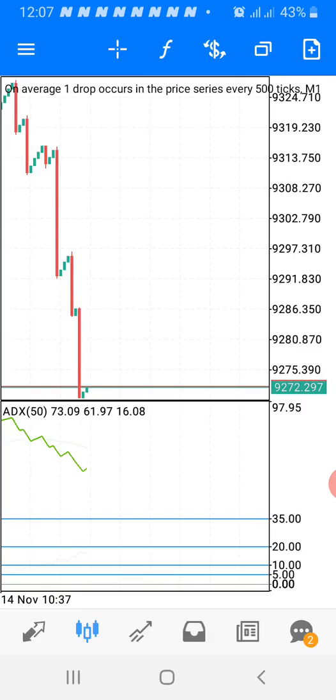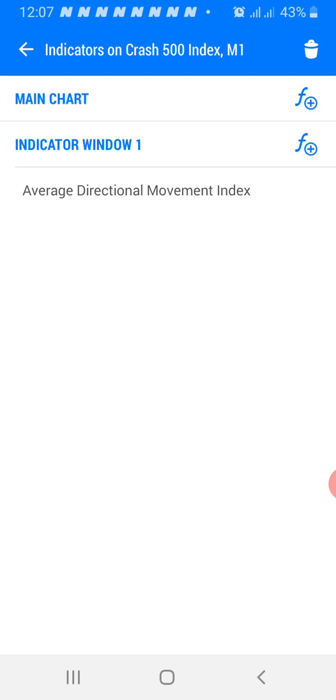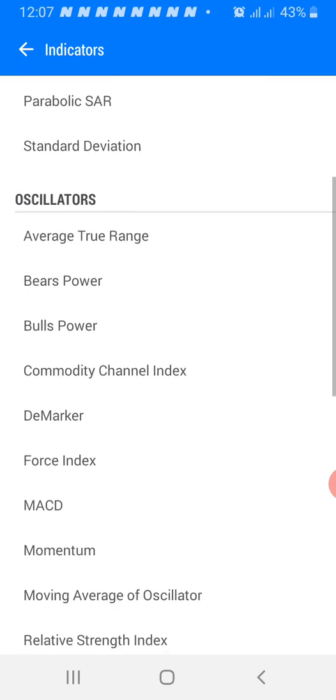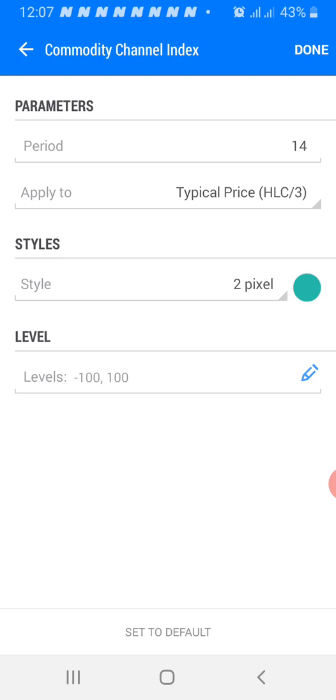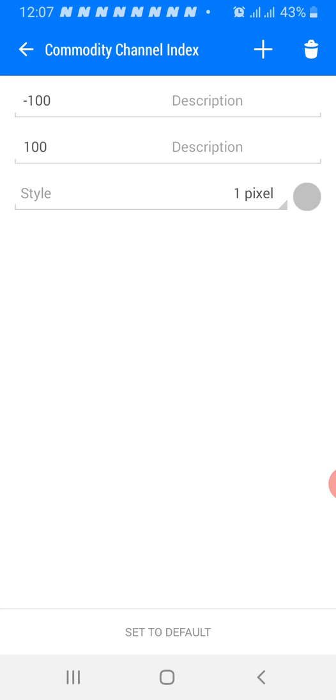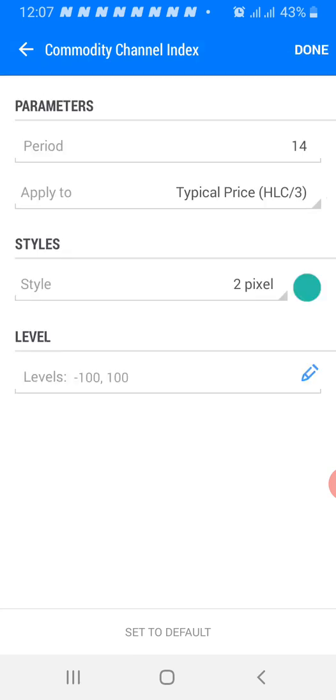The next indicator we'll need is the commodity channel index. Same as indicator window 1, you look for commodity channel index. Then the period, we're using period 14. Apply to typical price, 2 pixel. We're using green. Then the levels are minus 100 and 100. Color, you can use the color of your screen as well. So you click done.